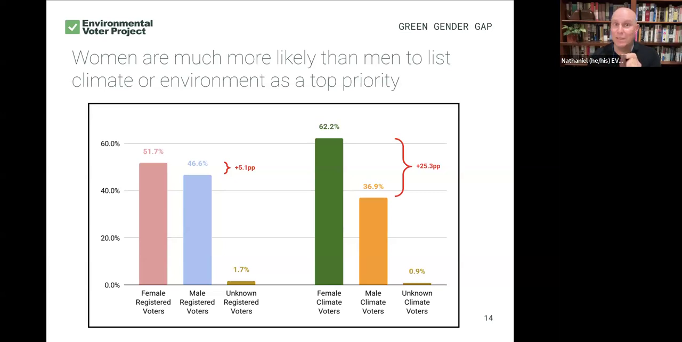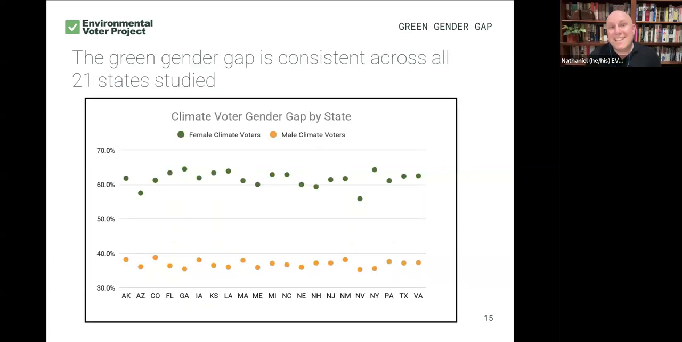And that's why we think it's really important to talk to people who know these communities and know organizing in these communities and have lived a lot of the research. We see this consistently across all 21 states that we studied.